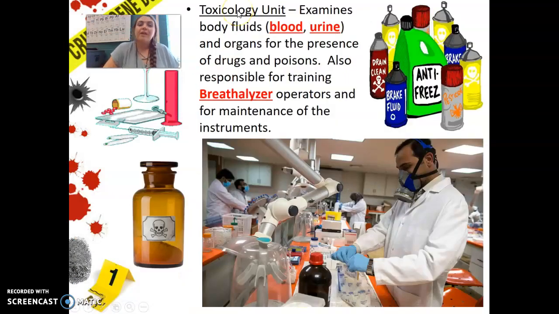The toxicology unit examines body fluids, blood, urine, and organs for the presence of drugs and poisons. So basically, same thing as a toxicologist, but you might not be a fully certified toxicologist and still get to work in a toxicology unit. Being a lab tech, just helping run the tests, you would make less than a full-blown toxicologist, but could still end up working in that kind of job.